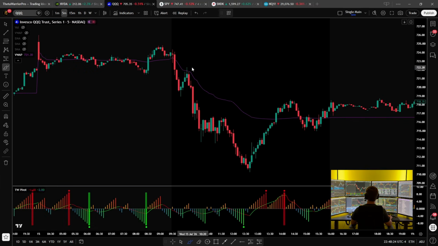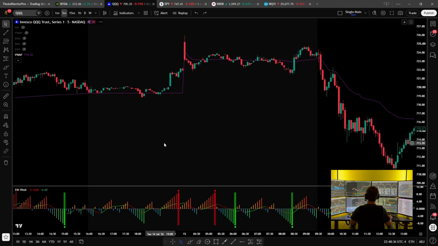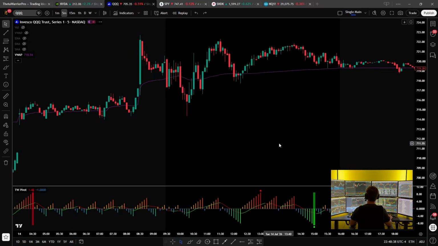Here's another nice one. Look at that, right off the open. Look at this freaking move. If you caught all of that, my God, that's like a week or a month maker right there, let alone a day maker. Beautiful. Let's look at a few more.